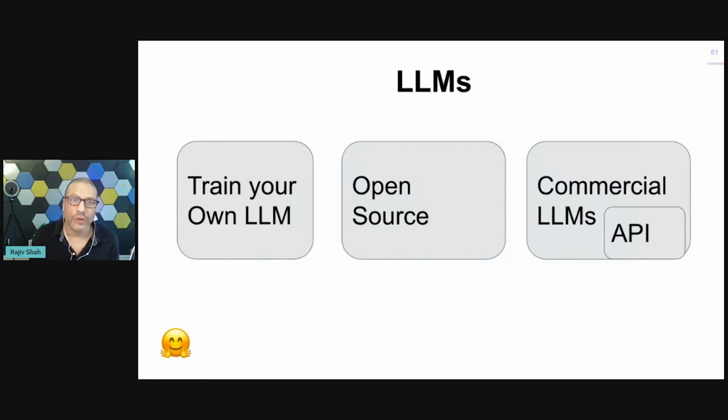Are you going to train your own large language model? Should you go with something open source? Should you use a commercial large language model at this point, largely through APIs?